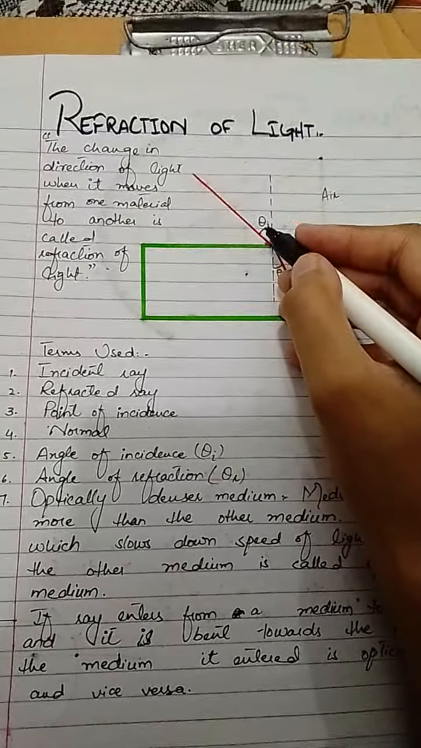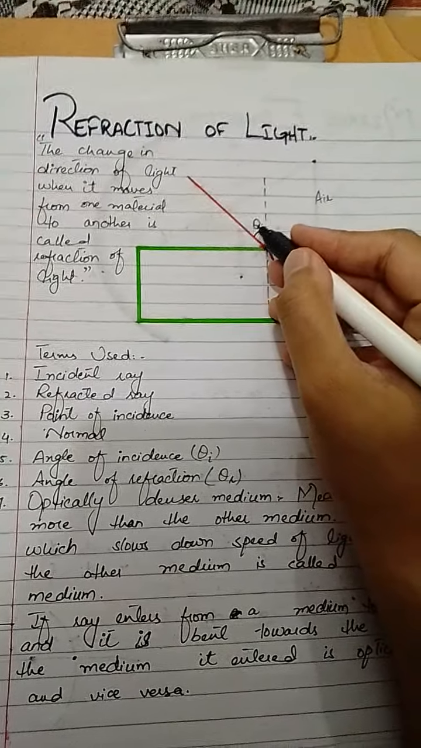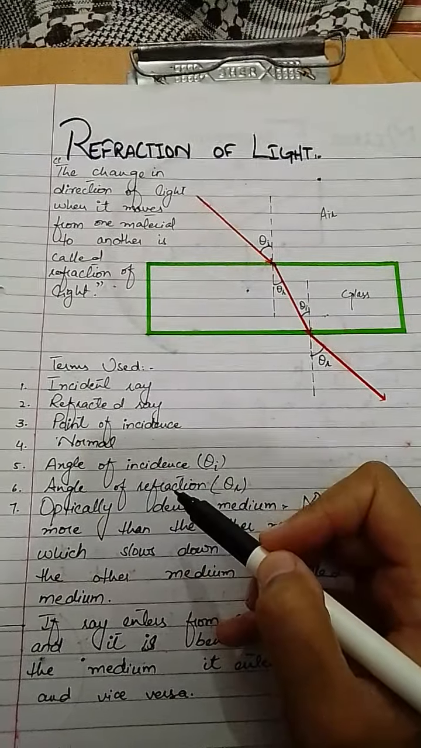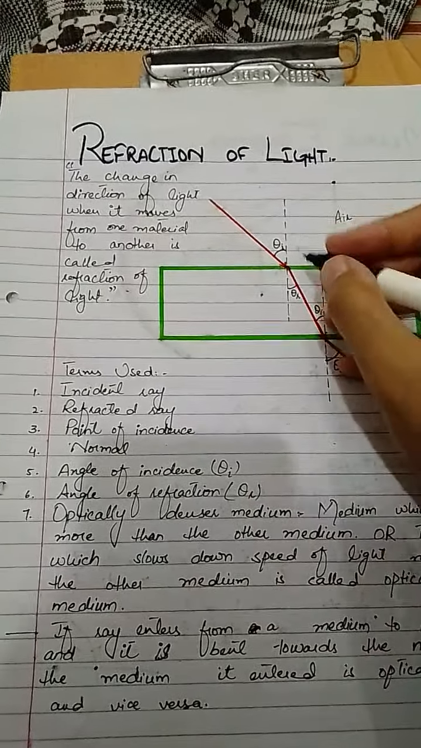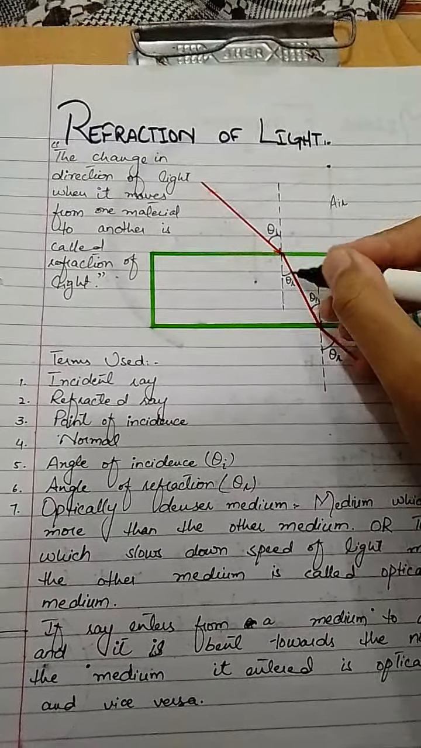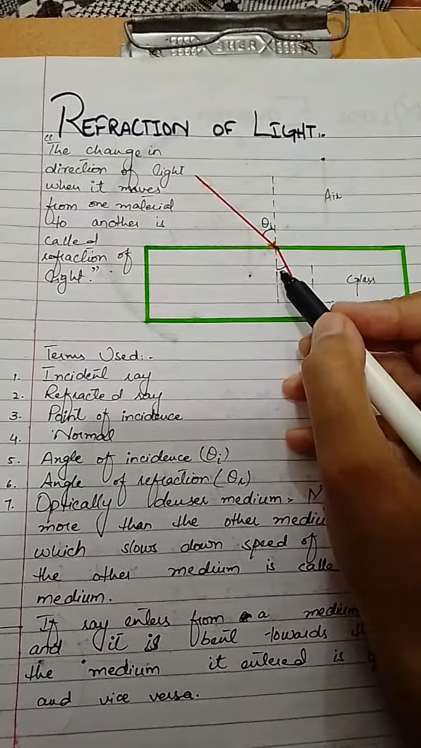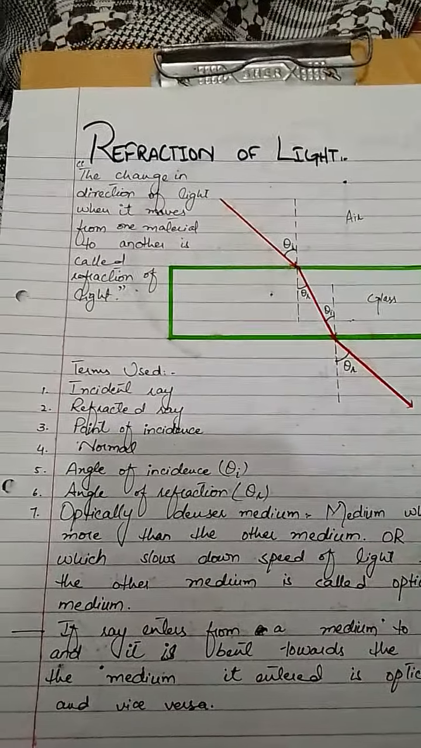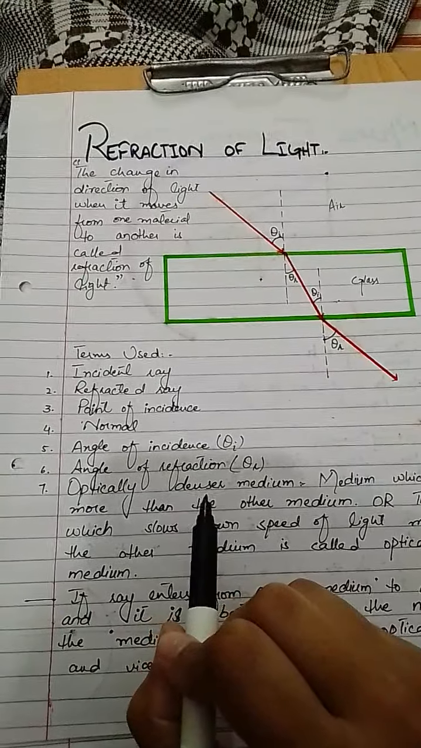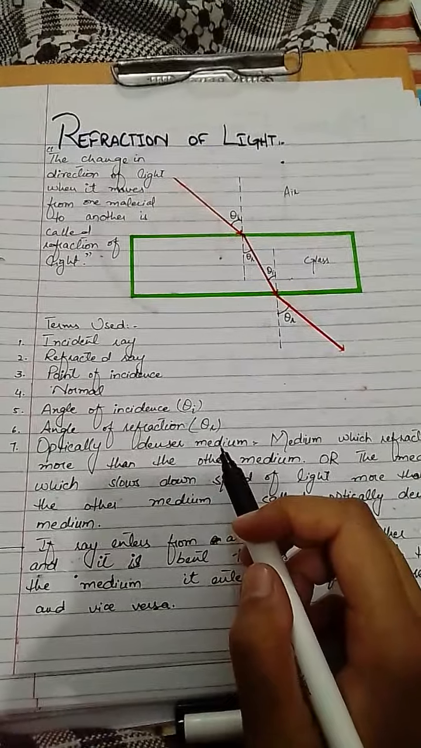Very simple. The angle between the incident ray and the normal is called the angle of incidence. The angle of refraction is the angle which the refracted ray makes with the normal, and it is denoted by theta r, obviously. The seventh one is a little different. You wouldn't have studied it earlier. This is optically denser medium.